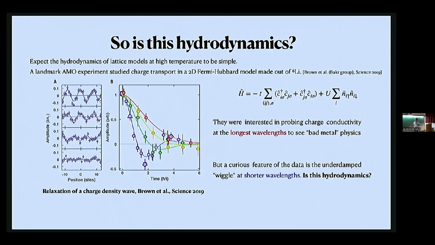So at the longest wavelengths, which is the red curve in the figure, they did indeed see just slow decay of the Fourier mode that they initialized. But at shorter wavelengths, they got this blue curve, which is an underdamped mode. And this is a little surprising if you expect that the hydrodynamics of the system should just be pure diffusion. Why is there this underdamped feature in there?